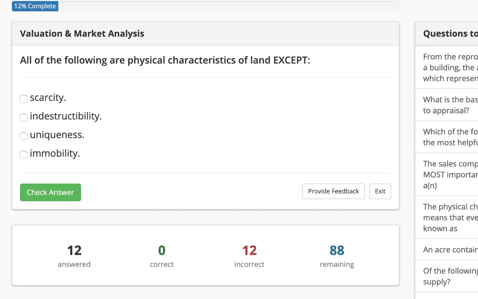And this is the question I was thinking we encountered earlier. All of the following are physical characteristics of land except A. Scarcity, B. Indestructibility, C. Uniqueness, or D. Immobility. What does everybody think?